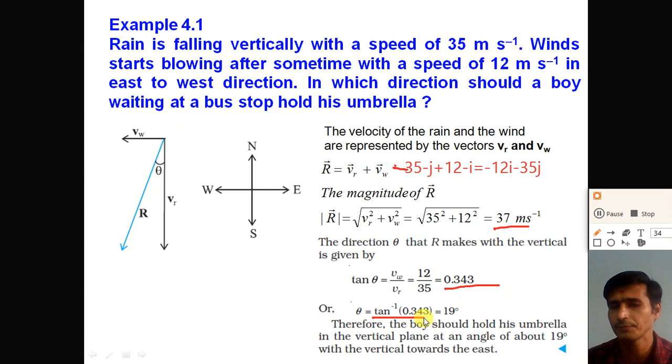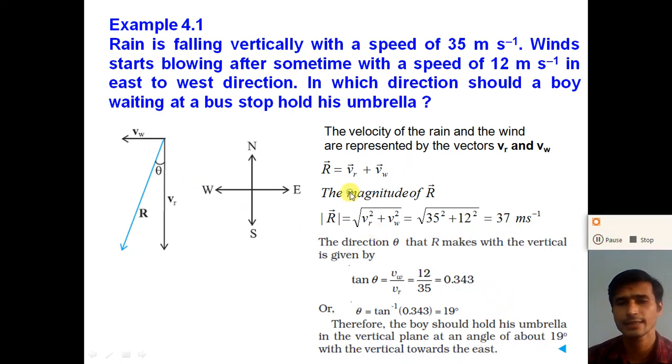From the trigonometry values, for 0.343 the angle theta is approximately 90 degrees. Therefore the boy should hold his umbrella in the vertical plane at an angle of 90 degrees with the vertical towards the east, right? If you take the y component divided by the x component, we find the angle with the x-axis, and from that we can find the angle with the y-axis. So here the boy should hold his umbrella at 90 degrees with the vertical towards the east. Understand, dear student, this example?